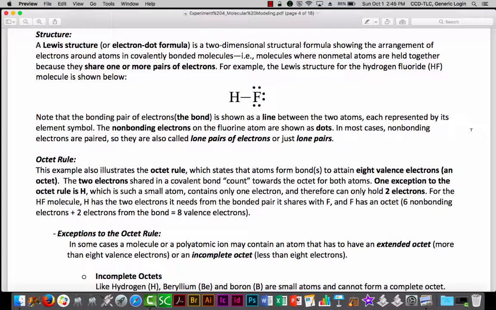For our HF molecule, H has the 2 electrons it needs from the bonded pair it shares with F. F has an octet as well, from the 6 non-bonding electrons plus the 2 electrons from the bond.